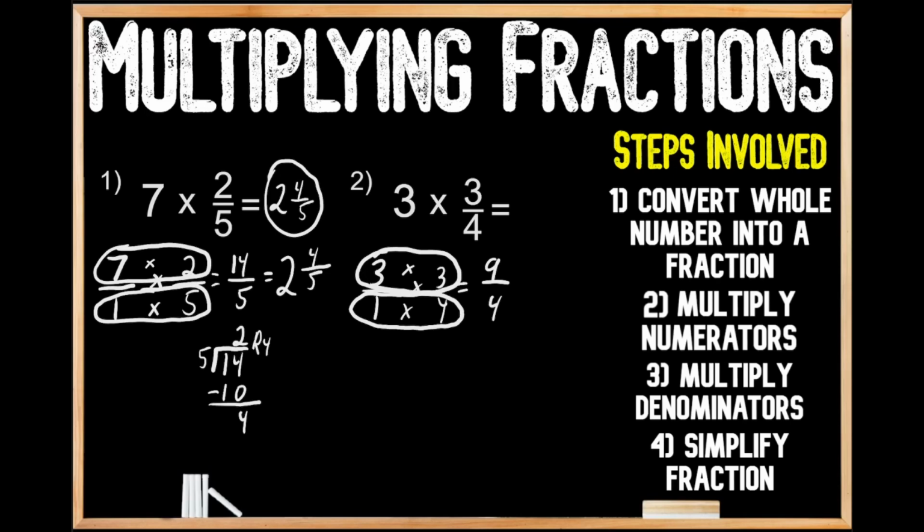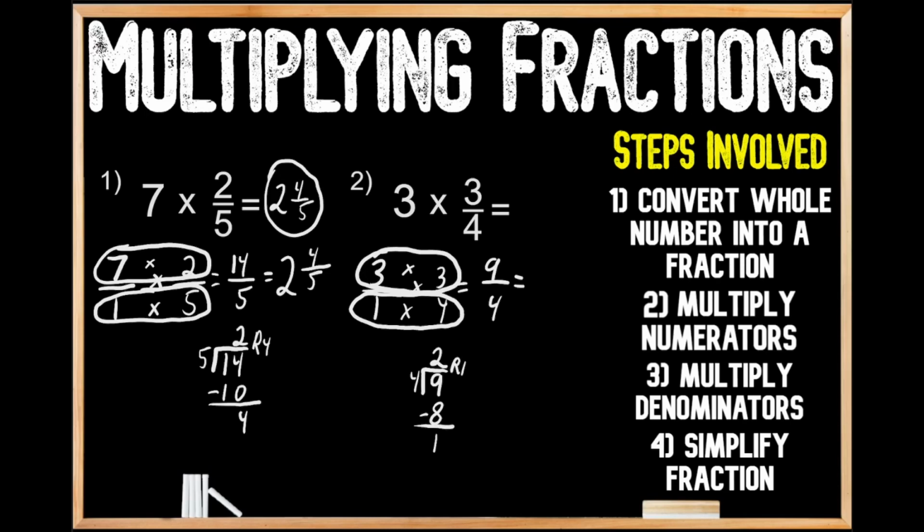In order for us to convert this improper fraction into a mixed number, we're going to go ahead and divide the value of our numerator by the value of our denominator, or we're going to figure out how many groups of 4 we can make out of 9. We know that we can make 2 groups of 4, and that's going to give us 8. And when we subtract 8 from 9, we get 1. So we have a remainder of 1.